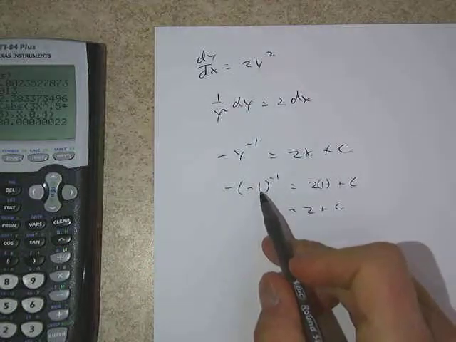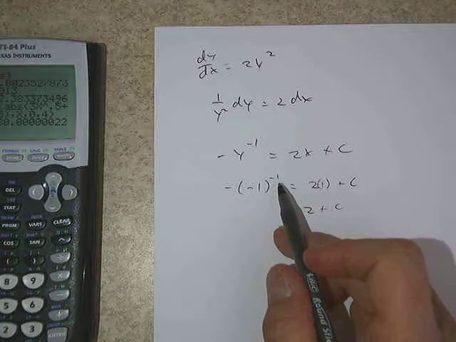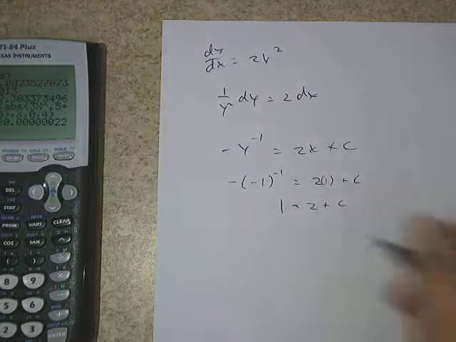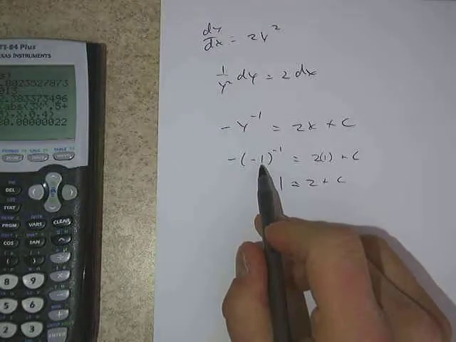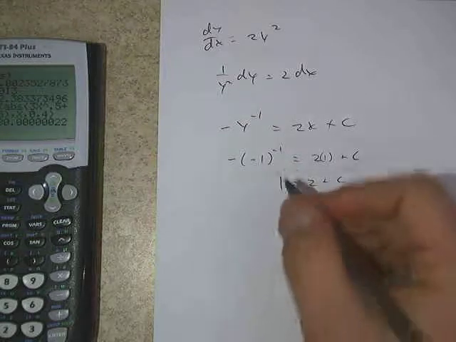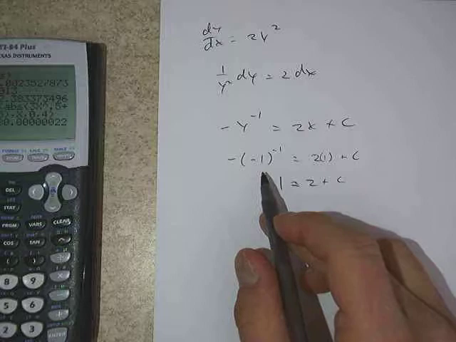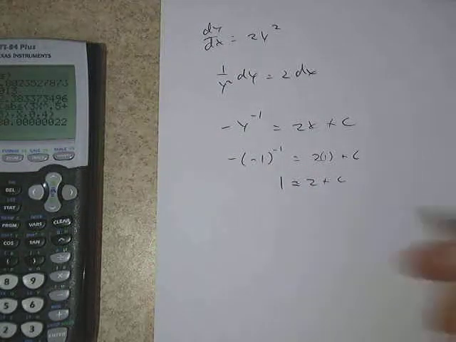So negative y to the negative 1 ultimately here. On this side we have 2x plus c. And once again, at this point, we plug in our initial condition, which was negative 1, 1. So if I put in a negative 1 here and a 1 here, I get 2 plus c on this side. Over here, if I go negative 1 to the negative 1, that's the same as 1 over negative 1 to the 1.